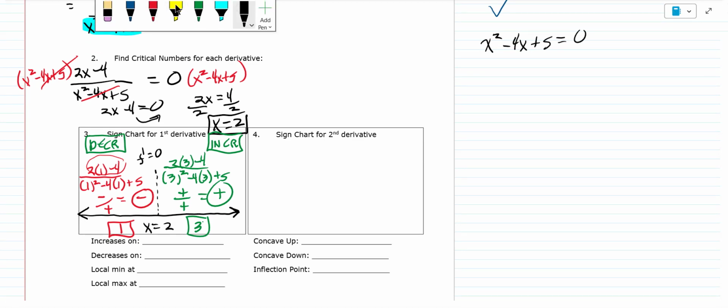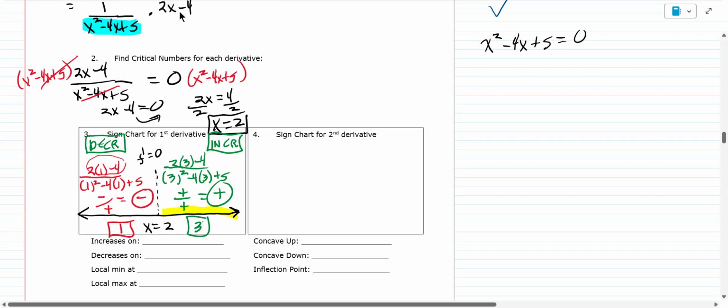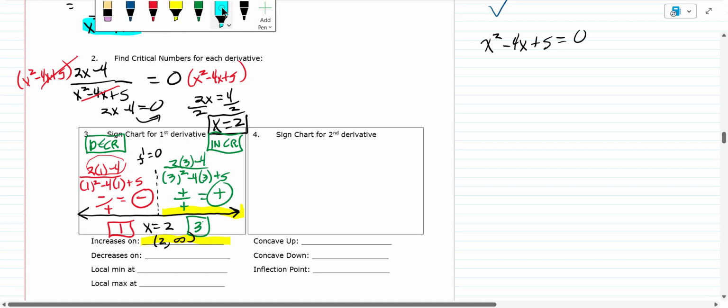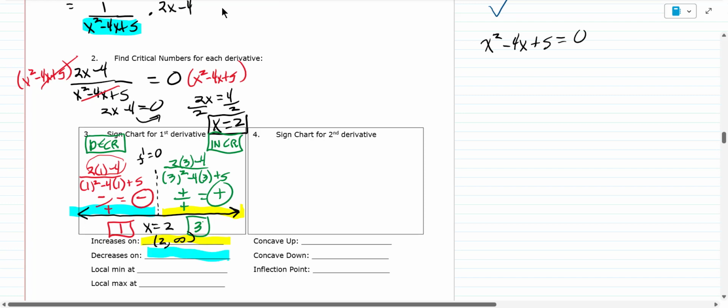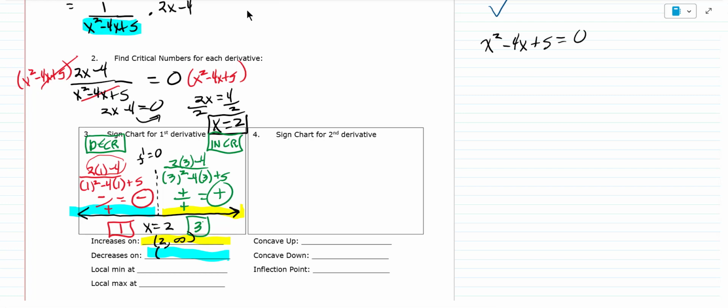So increasing would be here. That would be 2 to infinity. And again, you're always naming the intervals with the x value, starting with the critical number. So that's 2 to infinity. And decreasing would be in this region, everything below 2. So we would write that interval as negative infinity to 2. So that's what the sign chart tells us.